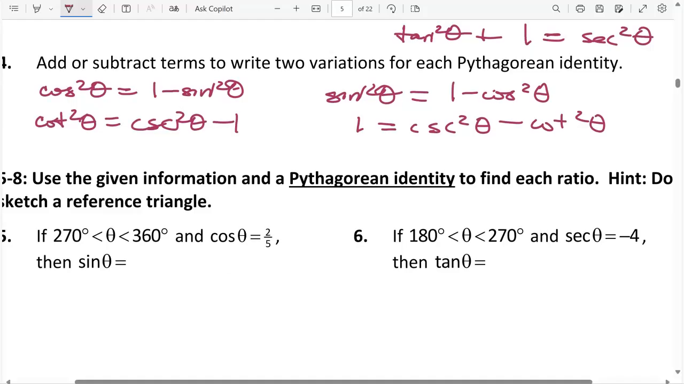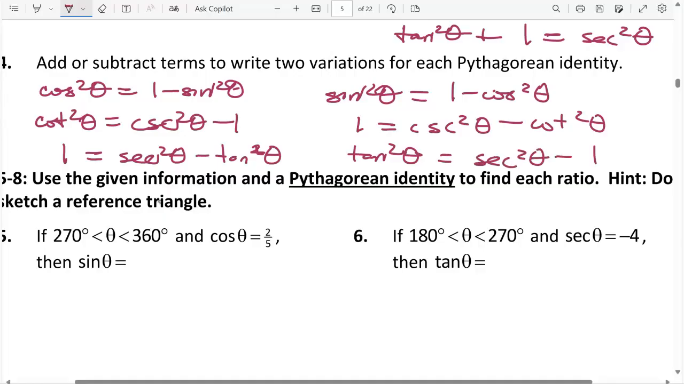Now taking the last Pythagorean identity, tangent squared of theta plus 1 is equal to secant squared of theta, and subtracting tangent squared from both sides, we get 1 is equal to secant squared of theta minus tangent squared of theta. And if we subtract 1 from both sides, then we get tangent squared of theta is equal to secant squared of theta minus 1.